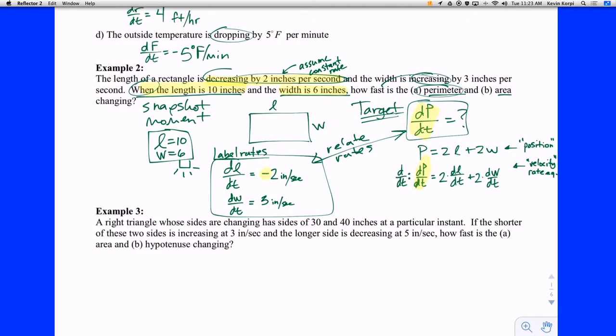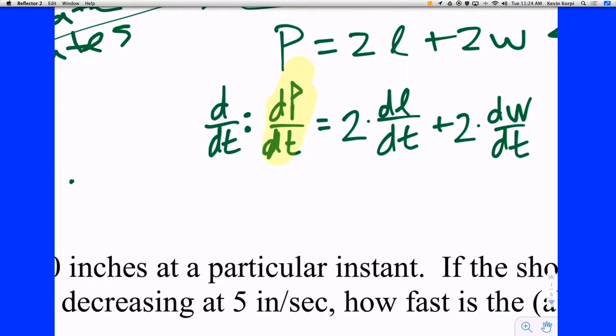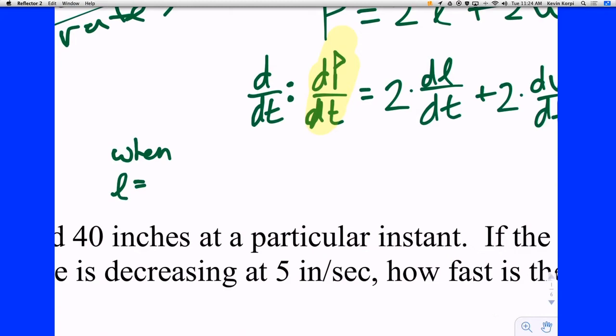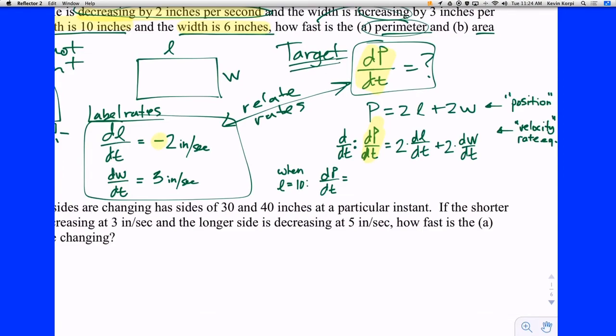So now we refer to the snapshot moment, and you do want to refer to it. So let's say when L equals what? What was the snapshot? 10? When L equals 10, we get dp/dt, which is what we're looking for, equals. Now, this is like a formula with three unknowns. Those rates are unknowns. You have to know two of the three unknowns. If dp/dt is the one we're trying to find, I need to know what these two are. Do I know what they are? Heck yeah. In fact, I have them nicely labeled right there.